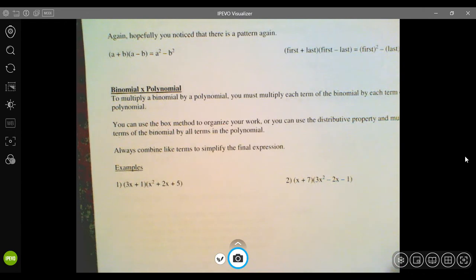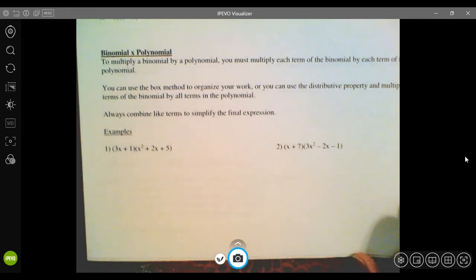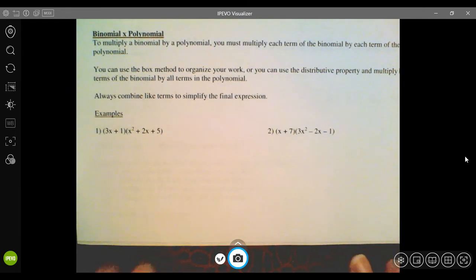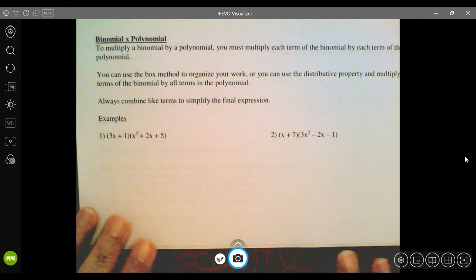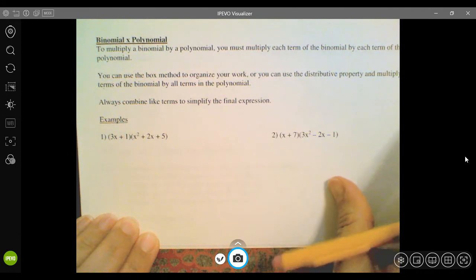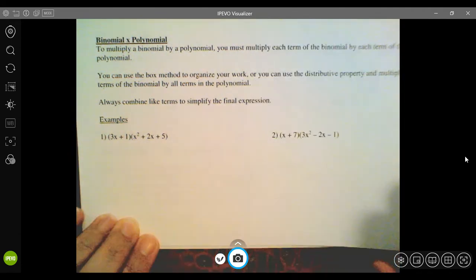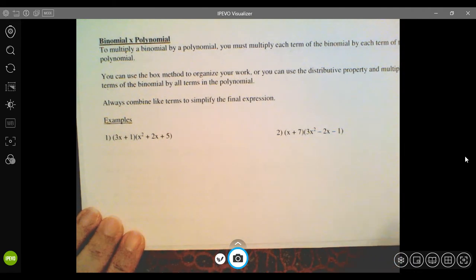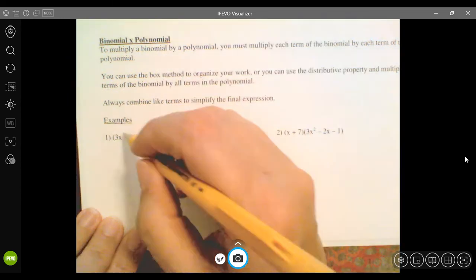All right, now we have a binomial times a polynomial. So what happens here is there are actually three methods. I'm going to show you the box method if you want. I'm going to show you actually several methods. Okay, the one you cannot use, however, is FOIL, and I'll show you with this first one.